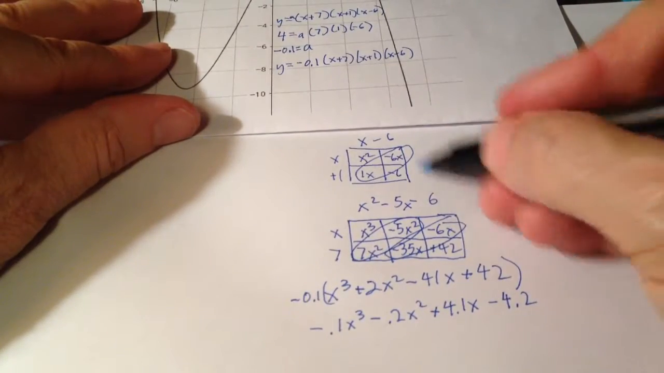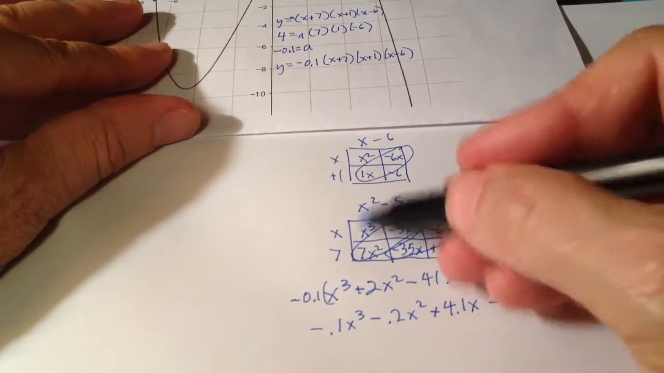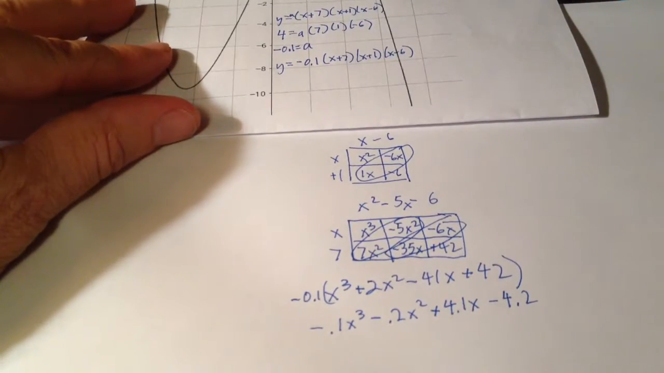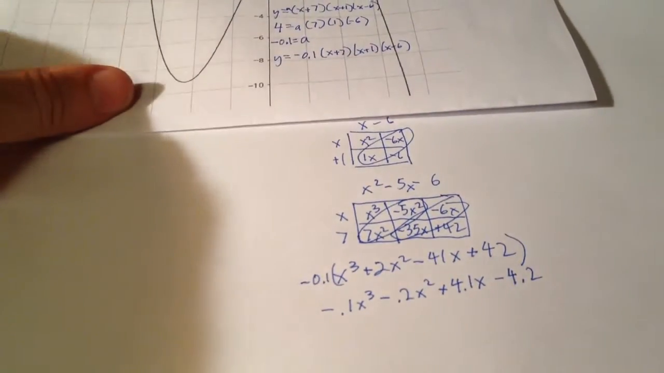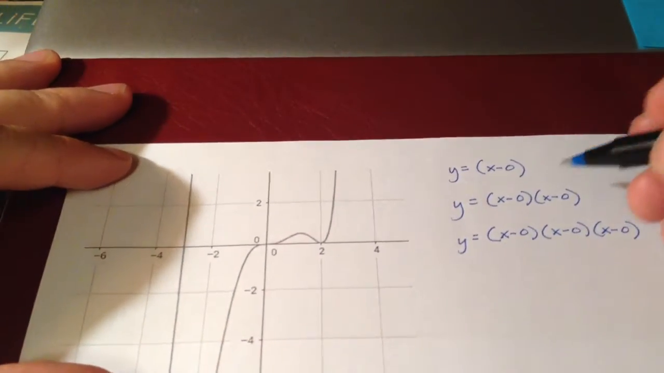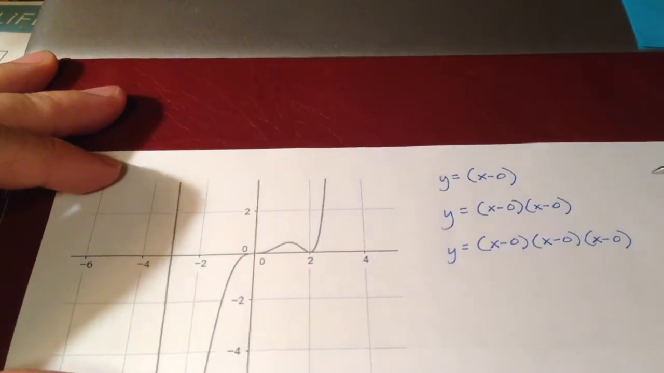But I wanted to show you that this method will work with a 3 by 2. It actually works really great. Okay, last thing. I wanted to show you what happens when you've got what's called double roots.